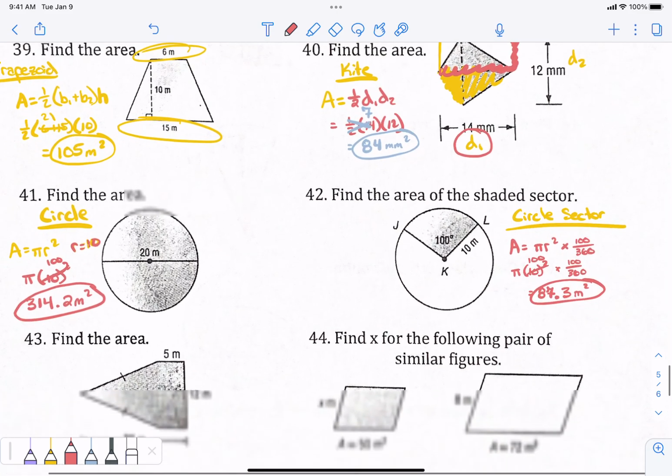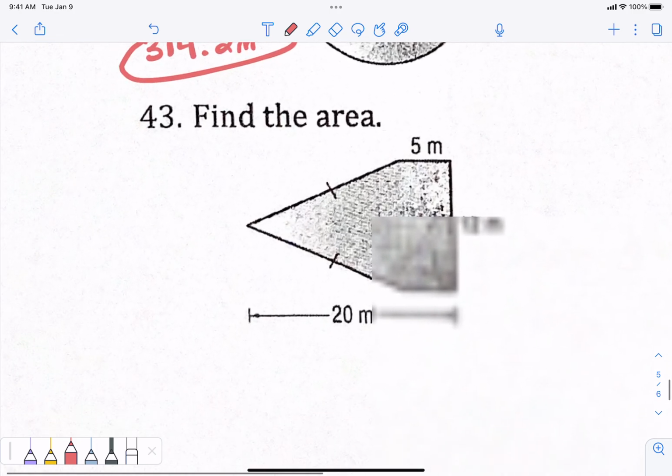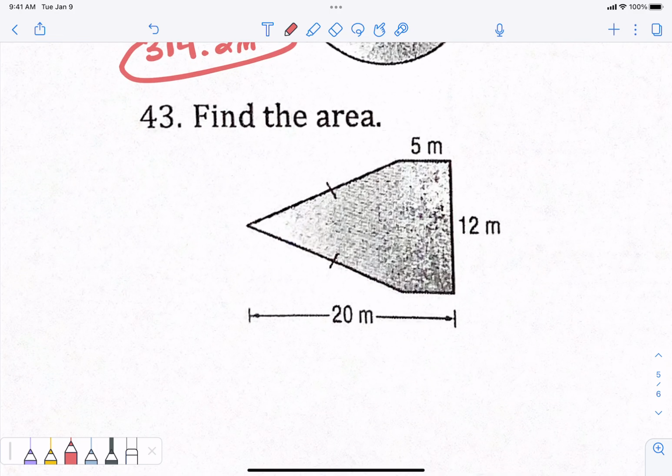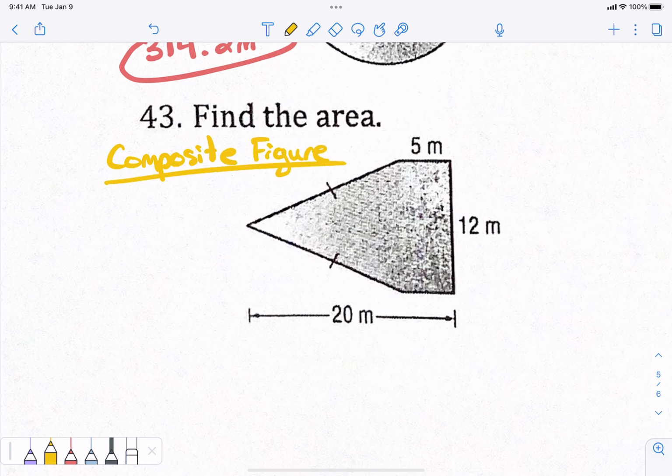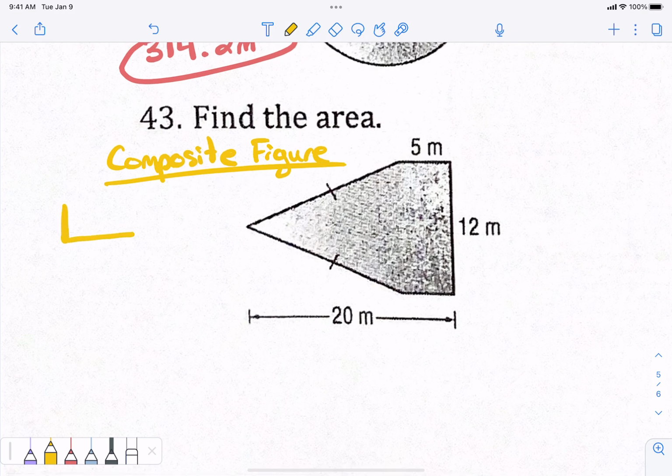Okay. Rectangle plus triangle. This one is a composite figure. Composite figure. So you take base times height on the rectangular part. So I'm going to write out my shapes. We have a rectangle first, and then we have a triangle, and we're adding them together. We're not subtracting. So we're taking rectangle plus triangle. Rectangle is base times height. Triangle is base times height divided by 2.